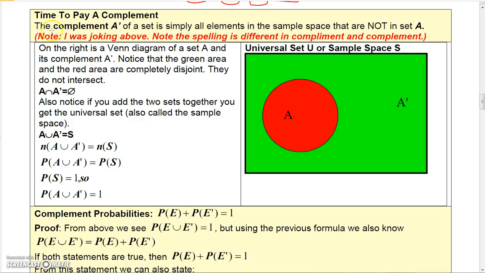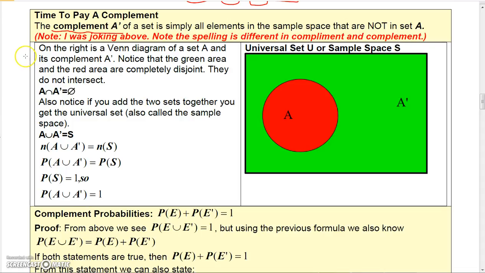Okay, we're going to talk about something called the complement here. Notice the spelling. It's really not spelled like if you were to pay me a compliment. But the complement A prime is simply the set of all elements in the sample space that are not in set A. And I showed you this picture before where this is set A and A prime would be the elements that are not in the set.